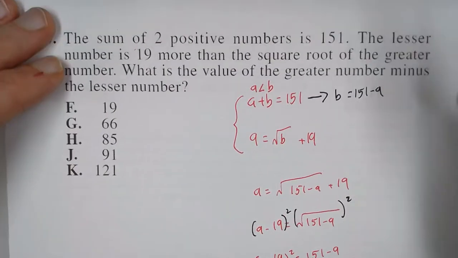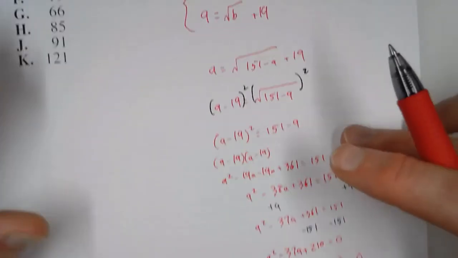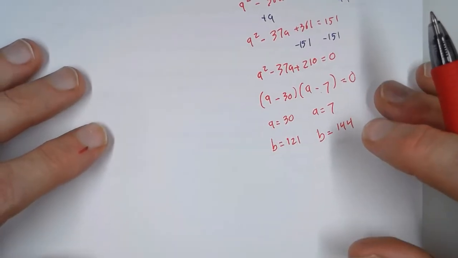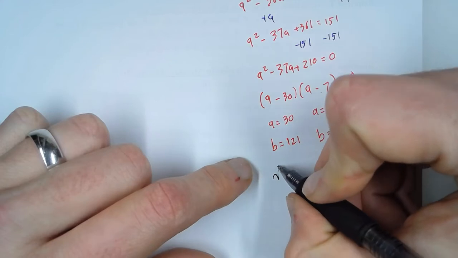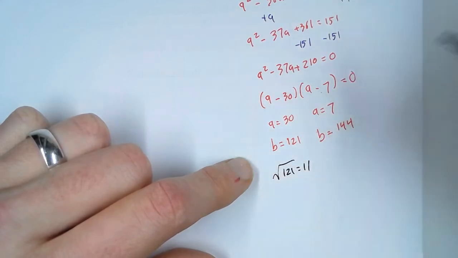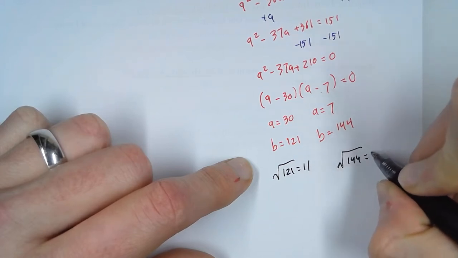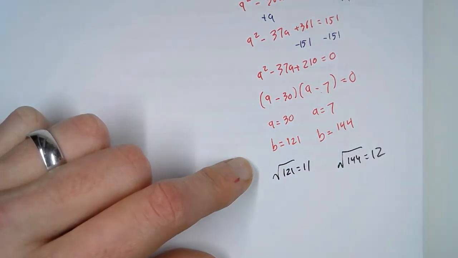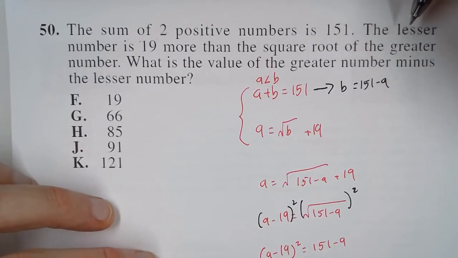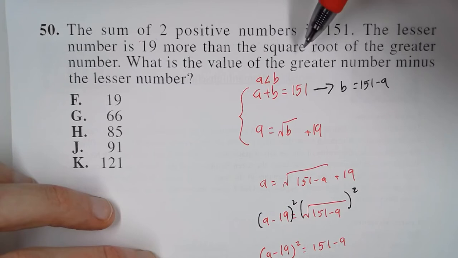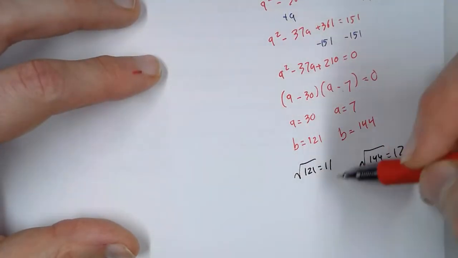Now, it said that the lesser number is 19 more than the square root of the greater number. So which of these will that work for? Well, if I take the square root of 121, that gives me 11. If I take the square root of 144, I get 12. So, in which case is this true? The lesser number is 19 more than the square root of the greater number. Well, it's true in this case, not this case.